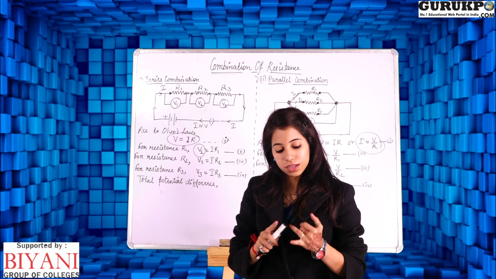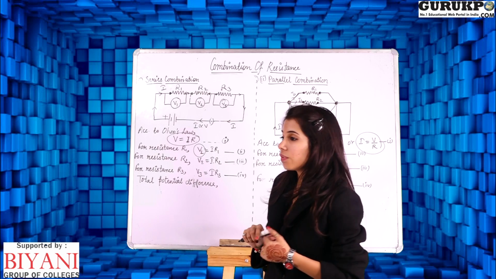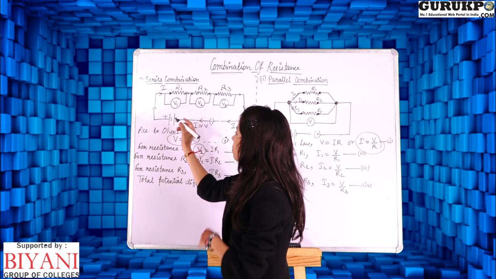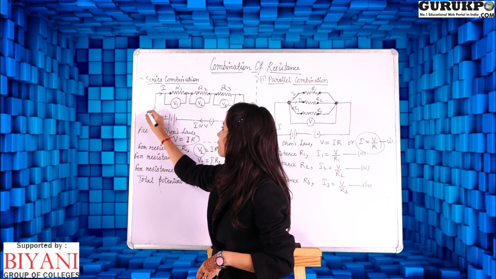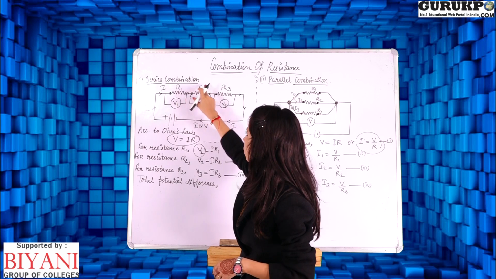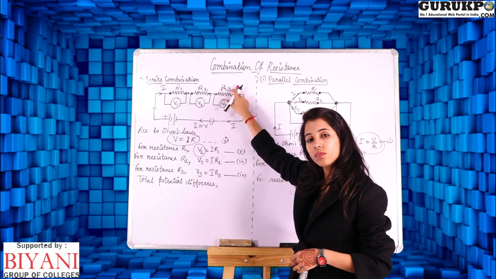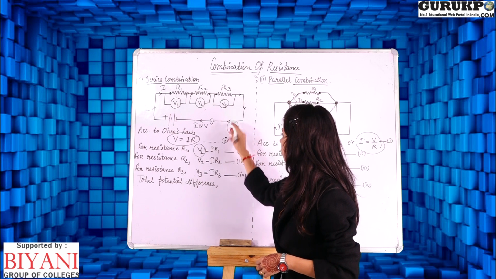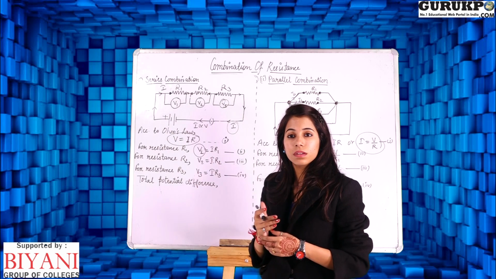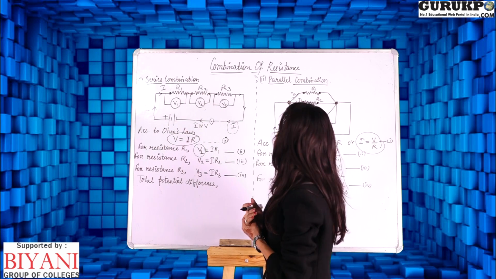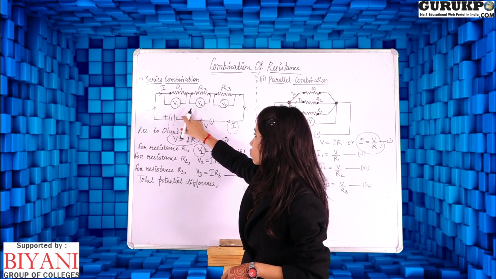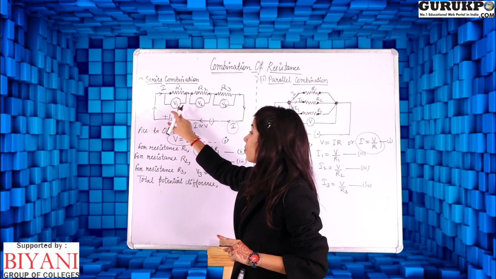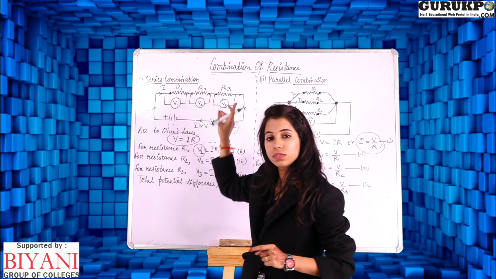Next one is current. Now, if I talk about current, then the same current will flow in all the three resistances. That is, if the battery is having current I, then I will flow through R1, I will flow through R2, and I will also flow through R3, and the outgoing current will also be I. So, the basic difference between series and parallel is that in series combination, the potential difference is different in all the resistances, but the current is the same in all three resistances.